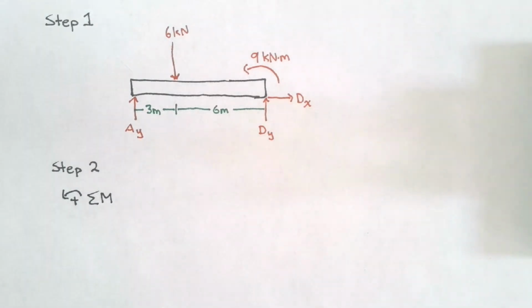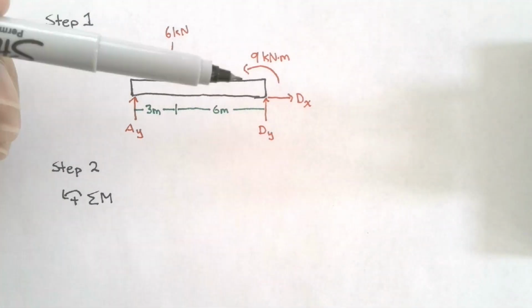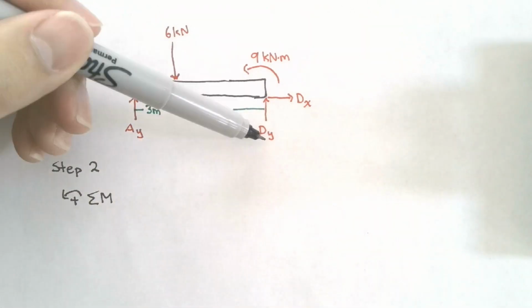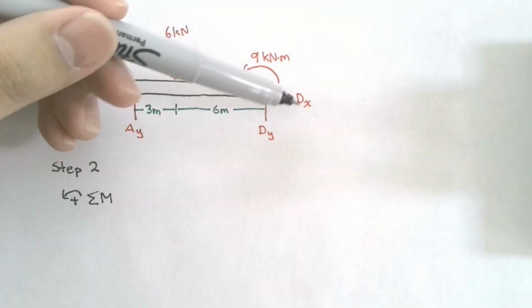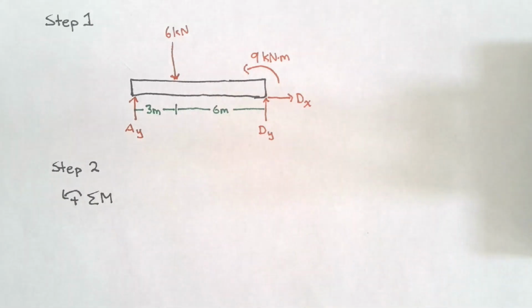If we choose to take our moments about the roller A, we will not be able to use that to find this force. Instead, we can take our moments about point D. Why do we do this? If we take our moments about point D, we are eliminating DY and DX from our equation, which means that we'll end up with only one unknown, which is AY.